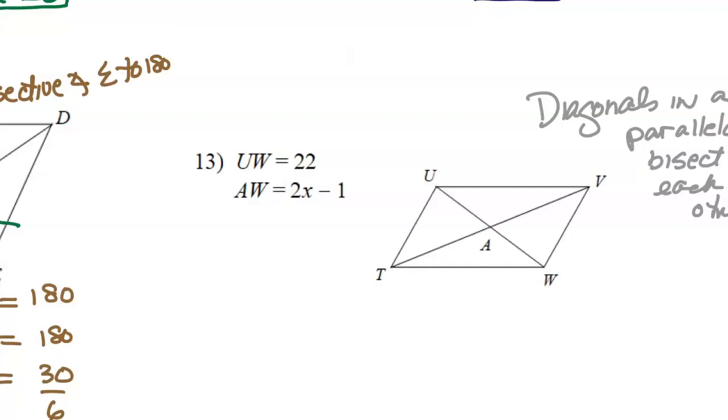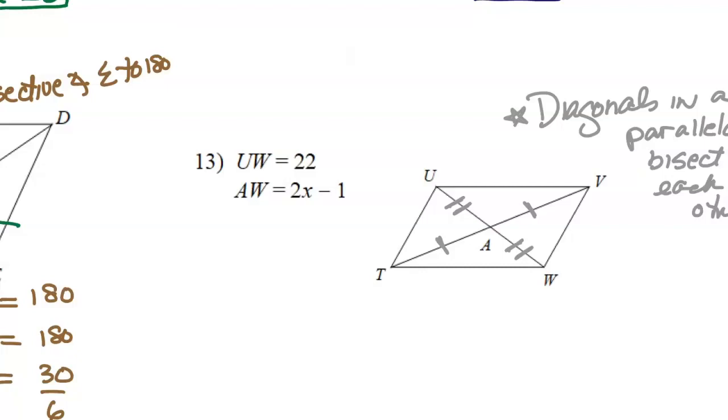What I know about diagonals in a parallelogram is that this little piece will equal this little piece, and this little piece will equal this little piece. But TV absolutely does not have to equal UW. So make sure that you are very clear about your wording.